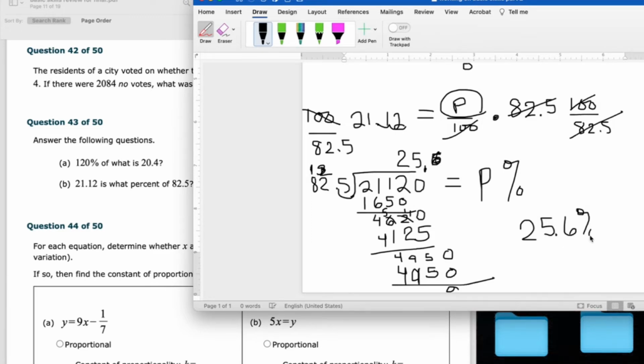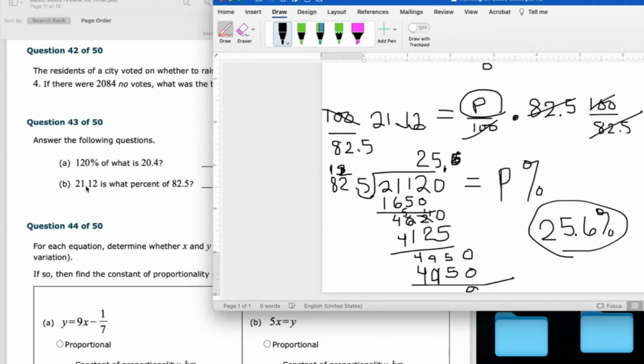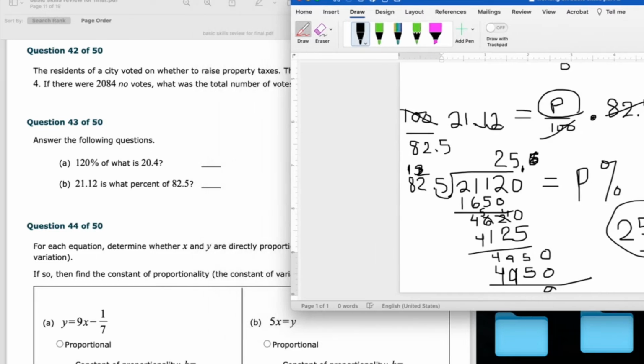25.6%. Now let's go back and see if that makes sense. So it says 21.12 is what percent of 82.5? And we're saying 25.6%. Now we know 25% is a quarter. And 21.12 looks like it's about a quarter of 82.5. Okay, so it's a little bit over, and that is correct. So we check it back in to see if it makes sense, and it does.